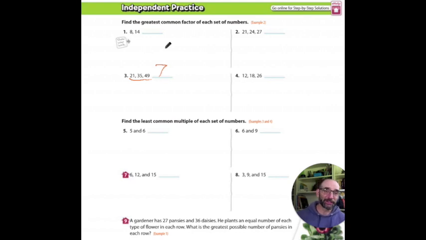Isn't that a quick way to do it? But that only works if you know your times tables really well. If you kind of sort of know them, but you have to count on your fingers or whatever, then that won't really work. Okay, let's clear this.